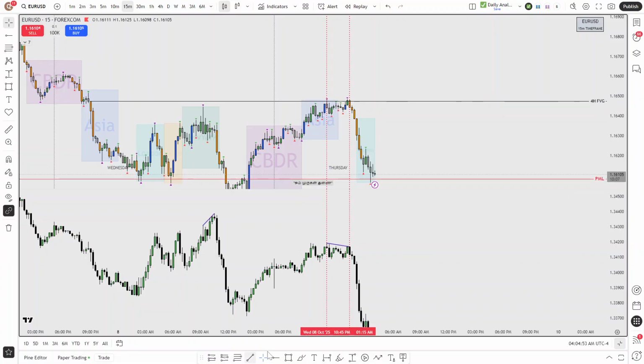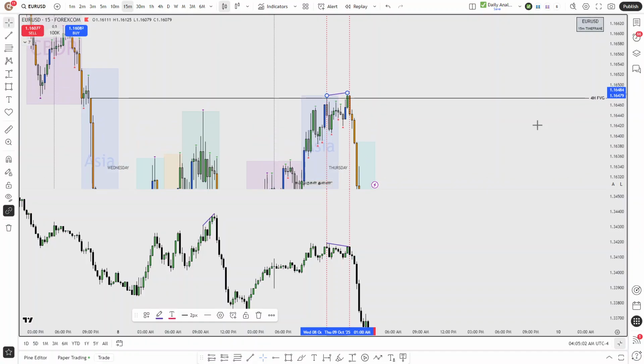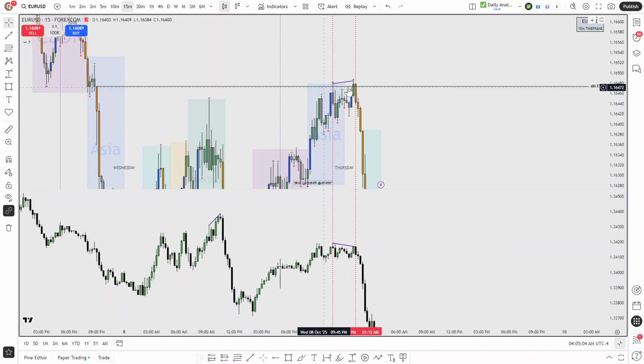See, here it has taken out this high. The Asian high has been taken out, but here it has not been taken out. See the SMT, back in correlation. As soon as price took out this Asian high, it formed a 50-minute CSD. But one can expect that this Asian high has been taken out with a smaller wick.